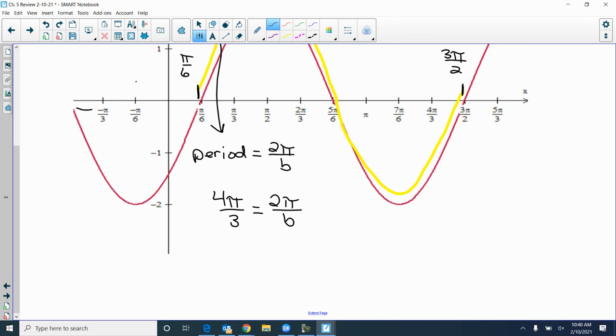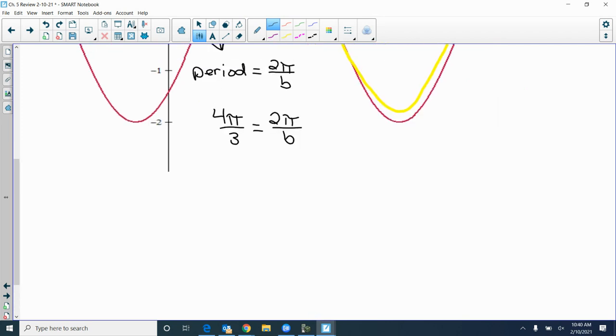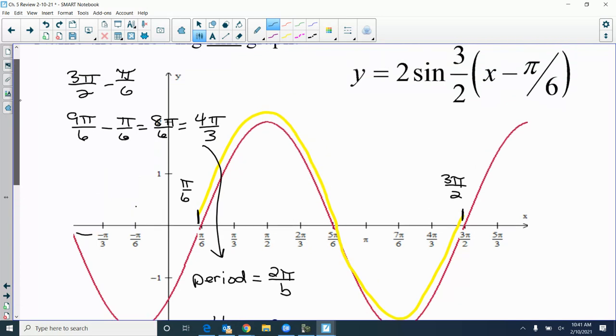You can do that as a proportion, or you can cross multiply to solve. 2 times 3 is 6 pi. 4 pi times b is 4 pi b. Divide by 4 pi, and the pi's cancel and it reduces to 1.5 or 3 halves. So however you do that, you get 3 halves for that value.